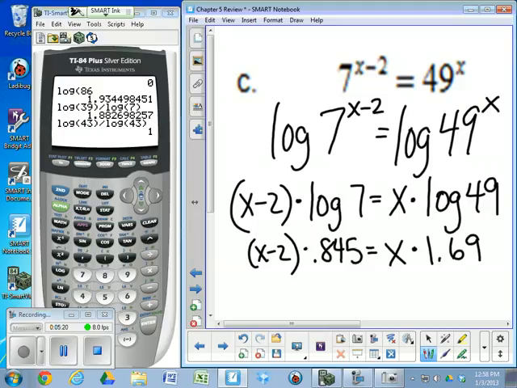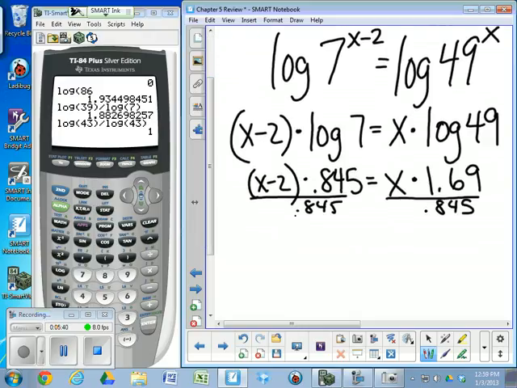Now, at this point, we're really close to the answer again. And what we're going to do is we're going to divide both sides by the smaller decimal. We're just going to try to simplify this problem by dividing both sides by 0.845. And you will be amazed by what you see next. These cancel. And 1.69 divided by 0.845 is 2. So we have 2x equal to x minus 2.